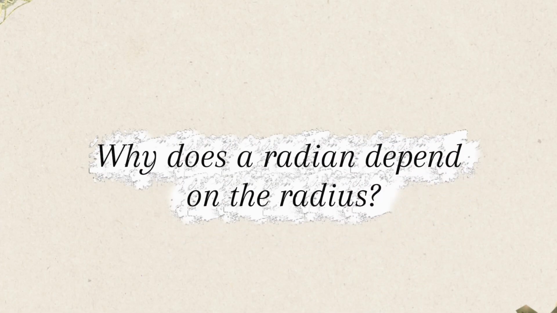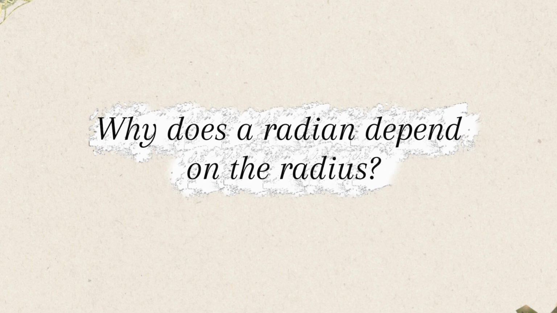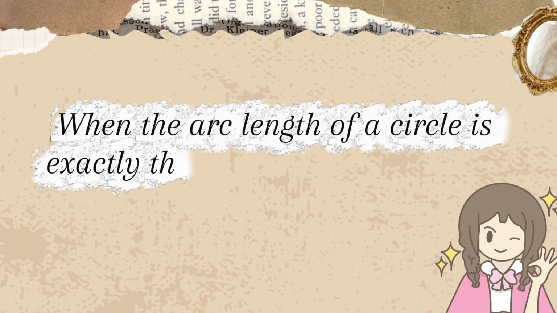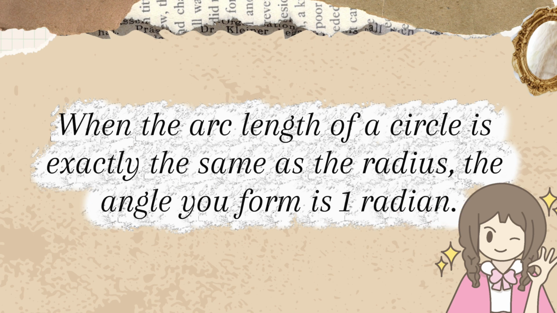The question is, why does a radian depend on the radius? Because in radians, an angle is literally measured by how much arc length it covers. Instead of counting degrees, you measure how far the curve goes. Now, here's the key idea. When the arc length of a circle is exactly the same as the radius, the angle you form is 1 radian.